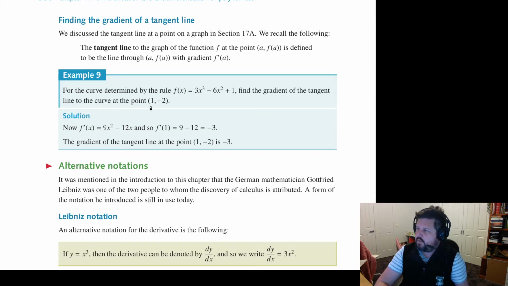Alrighty, so what we're going to do is we're going to find out the derivative of the function, so f dash x. So doing that, 3 times 3 is 9, x, take away 1 from the power, so it's 9x squared.